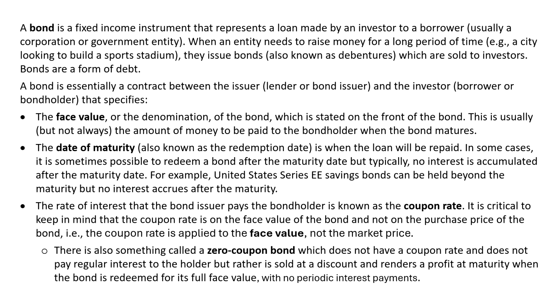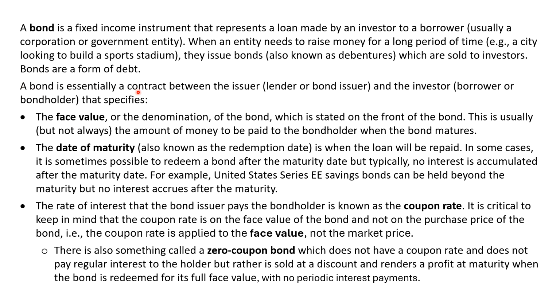So let's look at the definition of a bond. It's a fixed income instrument that represents a loan made by an investor to a borrower, usually a corporation or government entity. When an entity needs to raise money for a long period of time, for example, a city looking to build a sports stadium, they issue bonds, also known as debentures, which are sold to investors. Bonds are a form of debt.